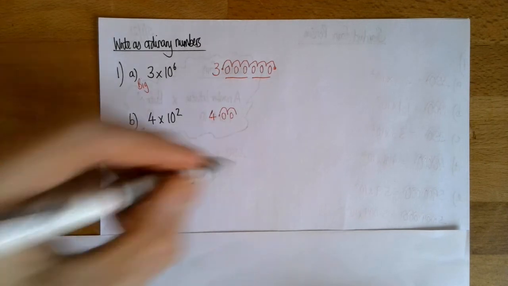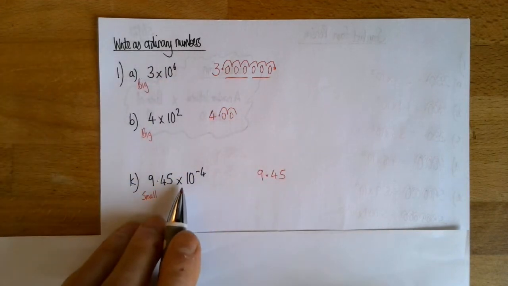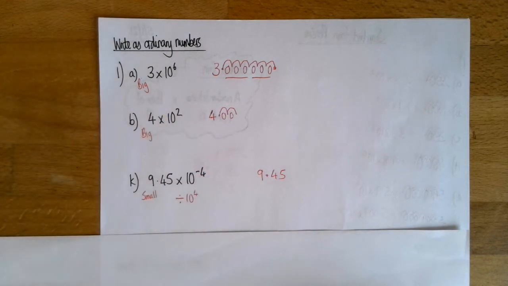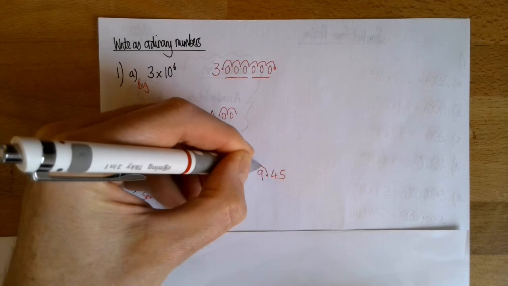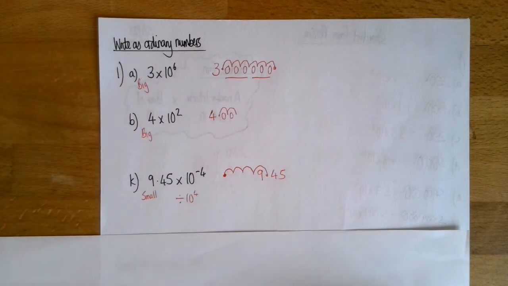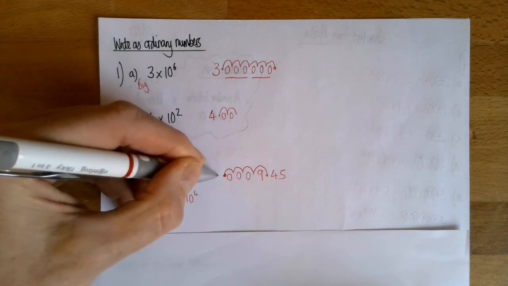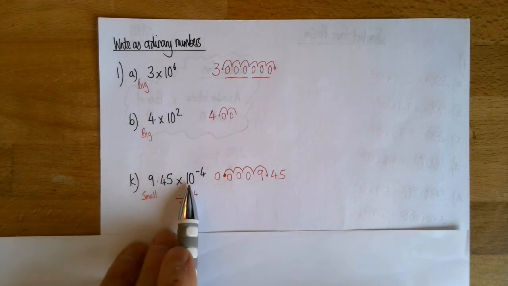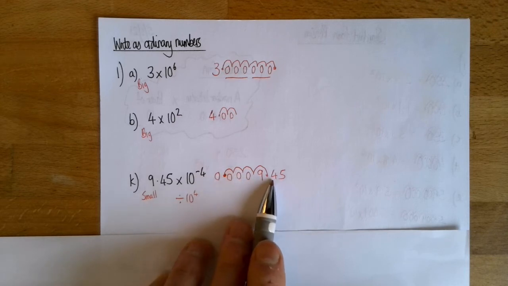Bit more complicated. I know this is going to be a small number. So 9.45. I'm multiplying by 10 to the minus 4, which is the same, if you remember, as dividing by 10 to the power of 4. So I've got to divide this by 10 4 times. And that means the decimal point is going to move down. I'm going to get smaller. So 1, 2, 3, 4. That's where my decimal point is now. So I've got zeros to fill in there. But I also really want to put a 0 in front of the decimal point. Otherwise it just looks a bit odd, doesn't it? So that number, when written as an ordinary number, is 0.000945.